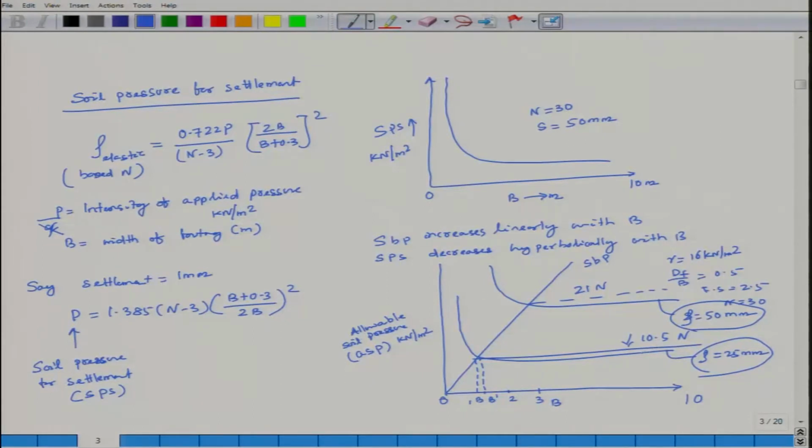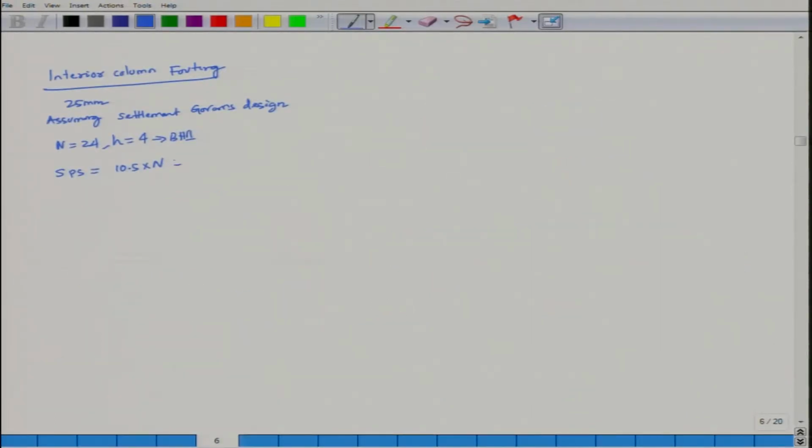ASP, allowable soil pressure, or SPS, is 10.5 N for 25 mm settlement; for 50 mm it is 21 N. Then it comes out to be 252 into 0.7, minus... 0.7 to 0.8 for the water table. Some water table correction has to be taken. So here it is 191.52 kilonewton per meter square.